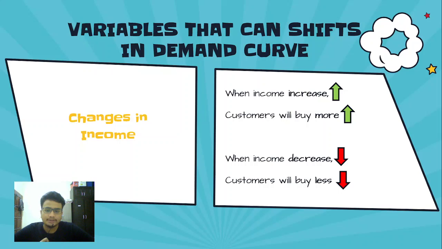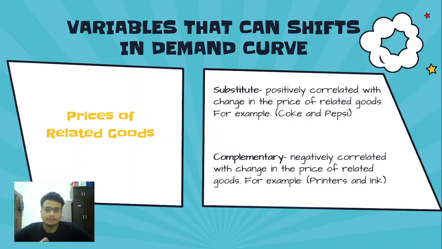There are a few variables that can shift the demand curve. The first variable is changes in income. When customers have an increase in their income, the customers will buy more of a good or service. But when customers have a decrease in their income, the customers will buy less of a good or service. The next is the price of related goods.